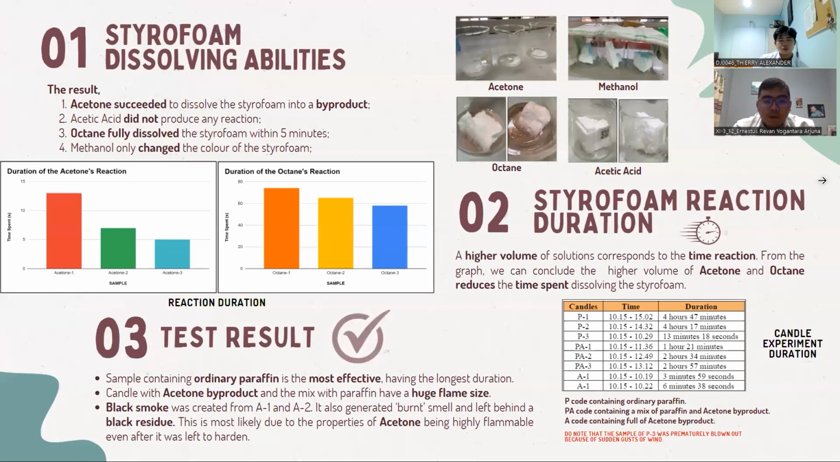If we move over to the top right, we can see some documentation and some photos of the experiment, where for acetone, you can see the byproduct. The methanol, we can see that the styrofoam changed color to blue. The octane is slowly dissolving the styrofoam, and the acetic acid did not produce any reaction.